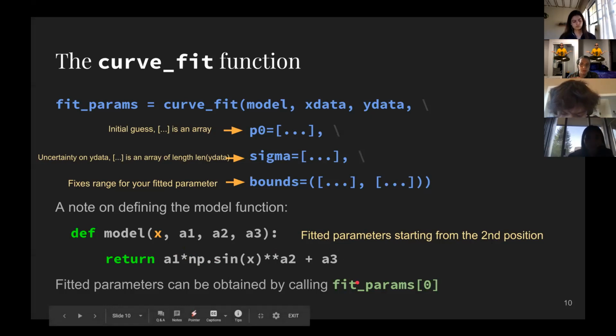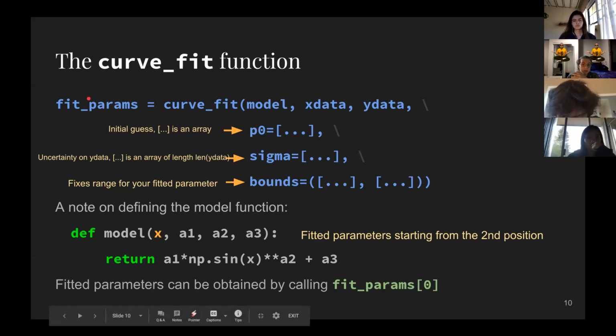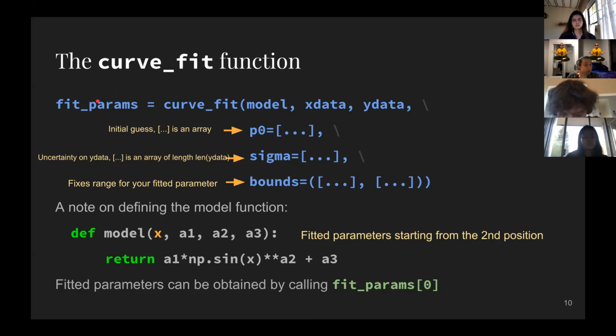And then the fitted parameters can be obtained. It spits out a bunch of information to you, basically a list of 2 items. This fit params is actually a list. So the 0th component of that list is the list of parameters. And then the second one is a covariance matrix. And I'll show an example of how to pull out the errors on all your fitted parameters, as well as what the values of the parameters are, in an example and demo.